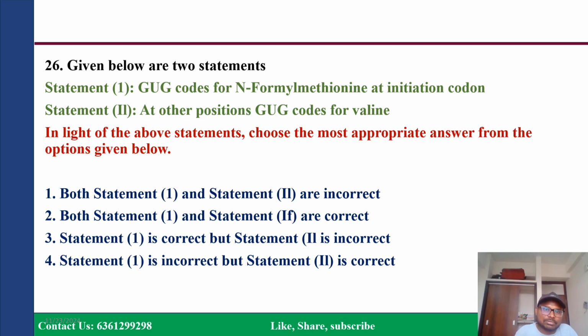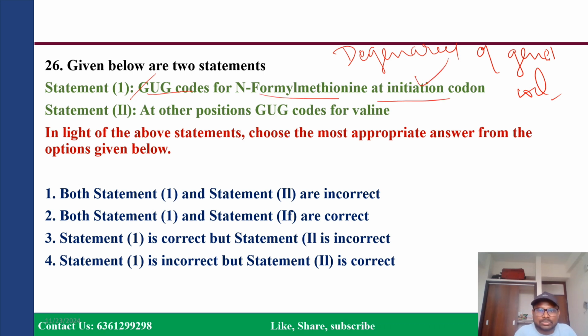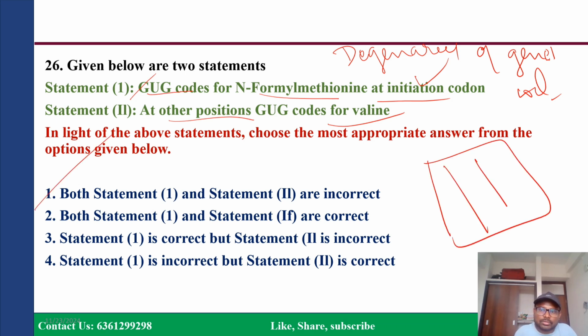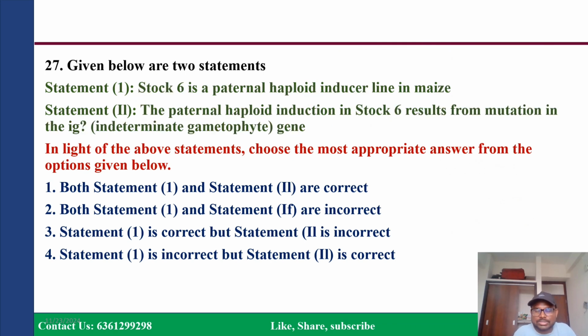Then this is a very simple question, again, on degeneracy of the genetic code. See, CUG codes for N-formyl methionine at an initial codon. It's exactly right. But at another position it codes for valine. Yes. If you read the codon table, you will get to know. It's a direct question. No need to discuss.